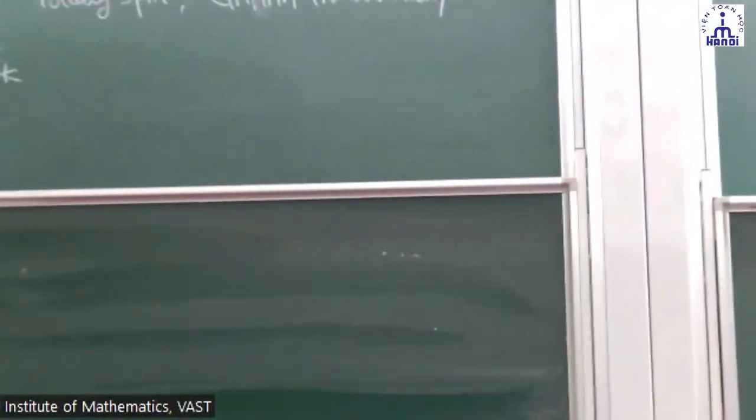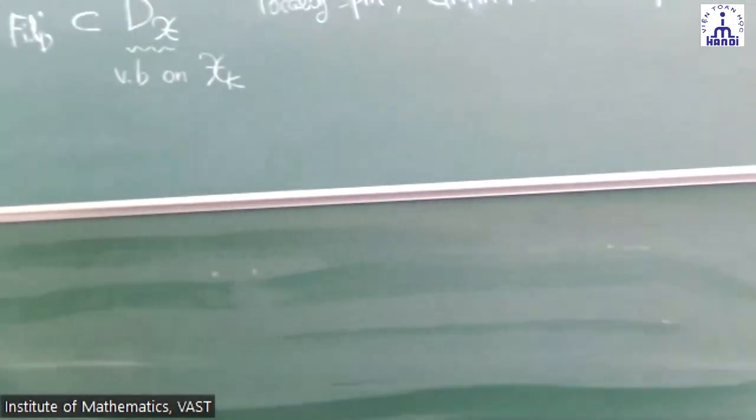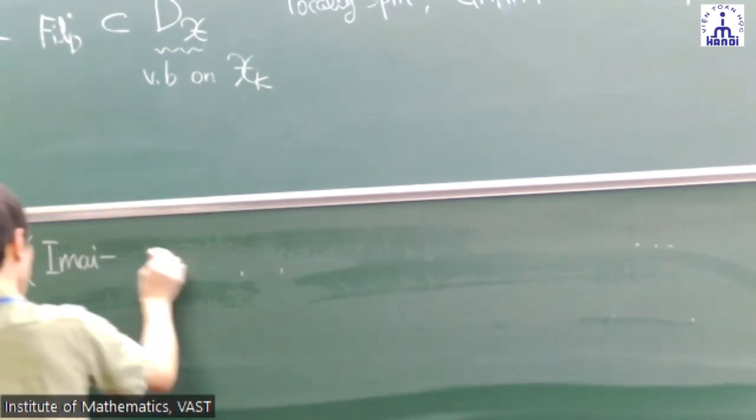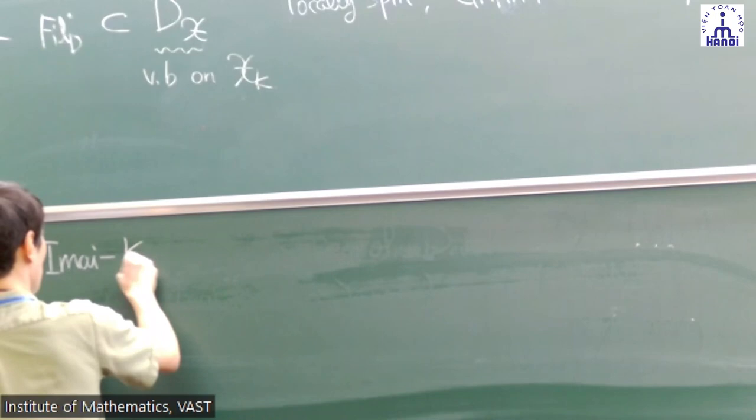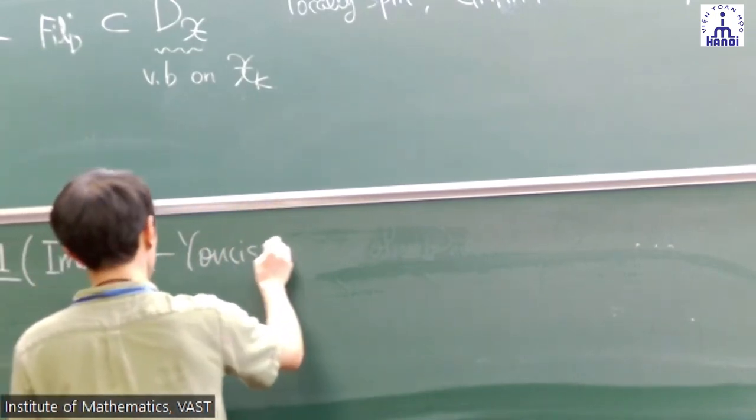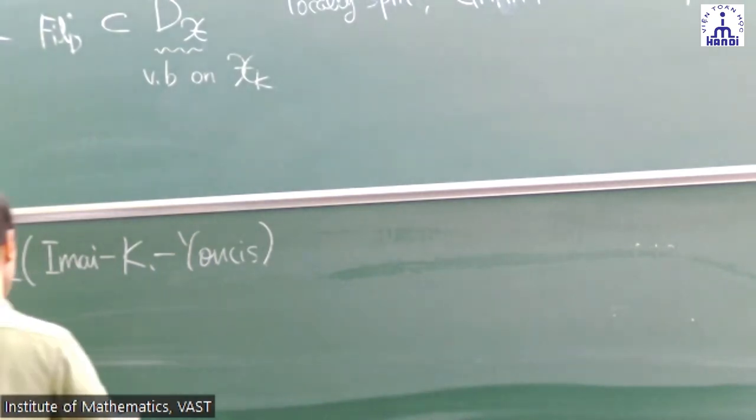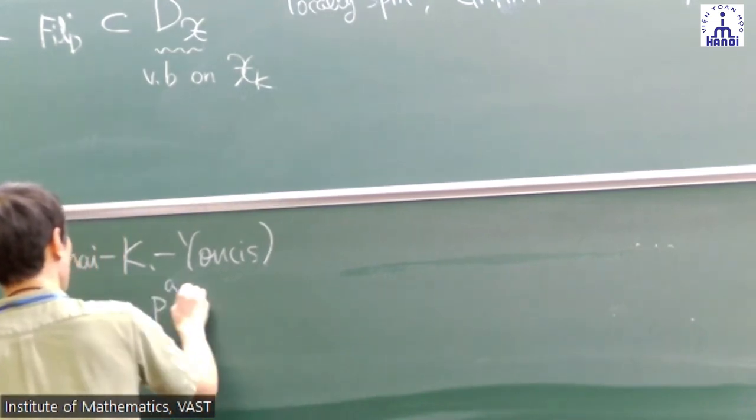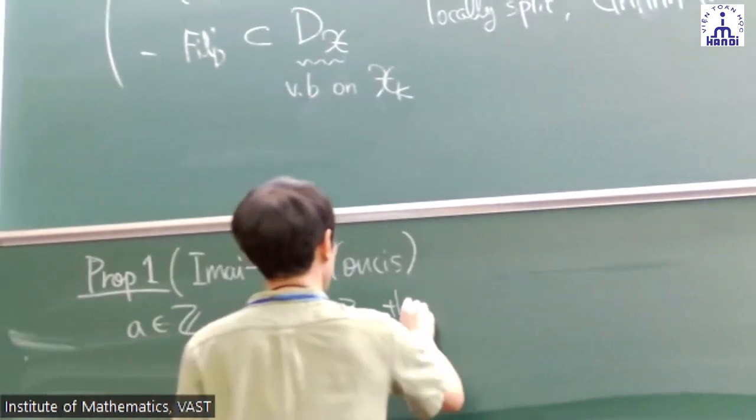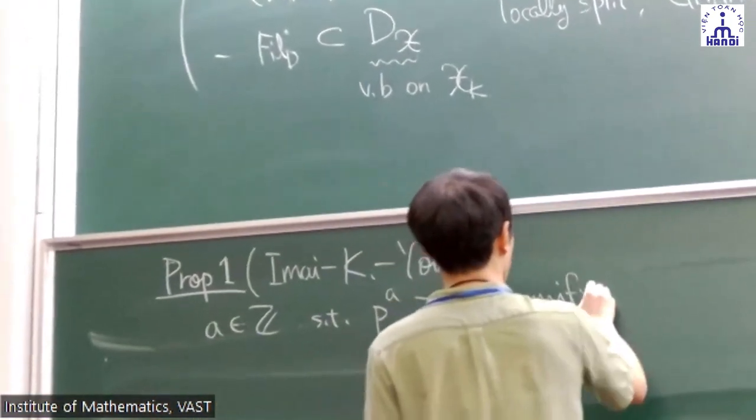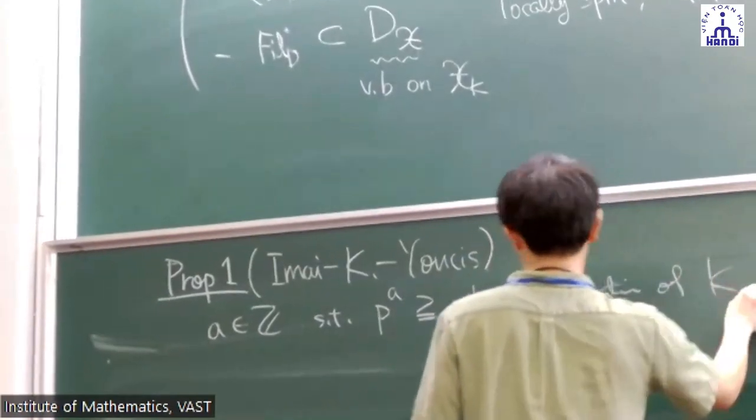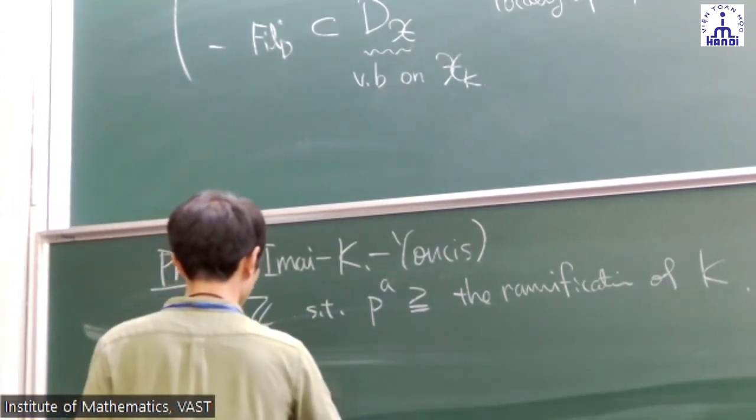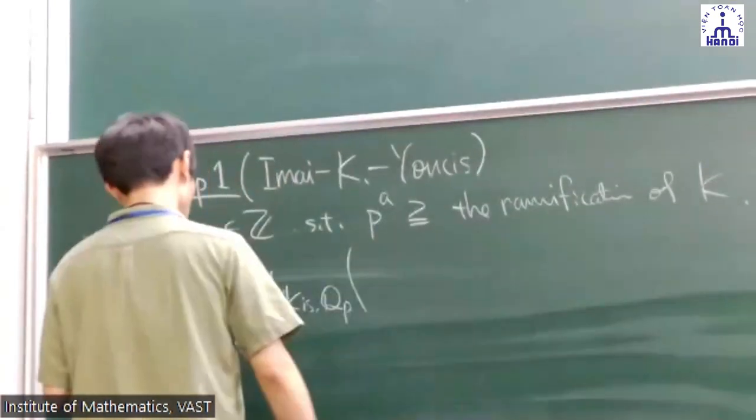And then I can formulate a precise statement of a result. So I take an integer a such that p to the a is greater than the ramification index of K. Then this prismatic isomorphism preserves a certain lattice.